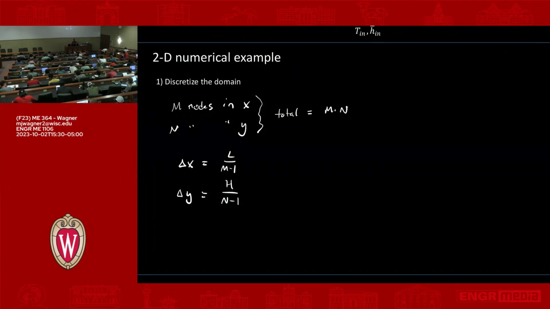And then the x and y positions would be: x_i is equal to (i minus 1) times delta x, and y_j is equal to (j minus 1) times delta y. And that would be for each of the i or j in their range, respectively.